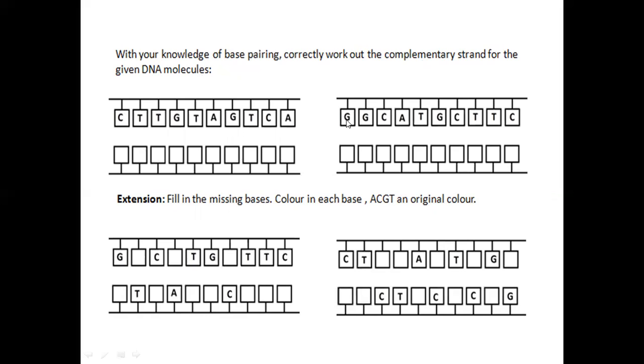Every time you see a G, there'll be a C beside it. Every time you find an A, you'll have a T. And every time you find a T, you'll have an A. So you just work your way along drawing in each strand. Now, what you could do then is color code your bases. You might color A yellow, C green, G blue, or whatever. So what I want you to do in your notes is fill in the corresponding base and then give it a particular color.